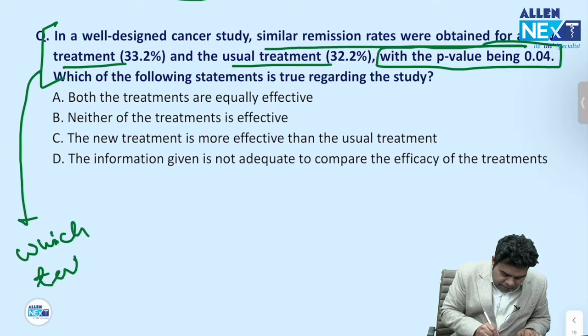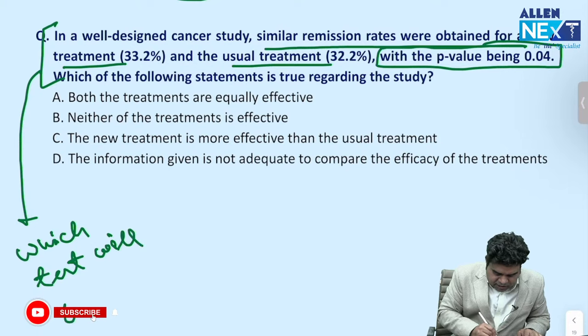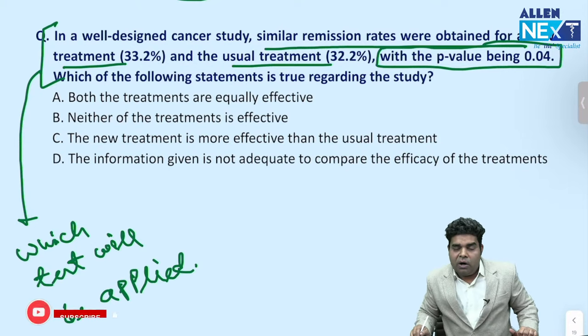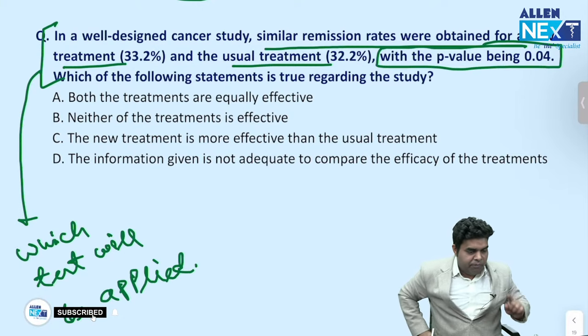Which test will be applied? Let me see whether you understand the concept of paired, unpaired, ANOVA, chi-square or not. Which test will be applied? I am waiting for your reply.